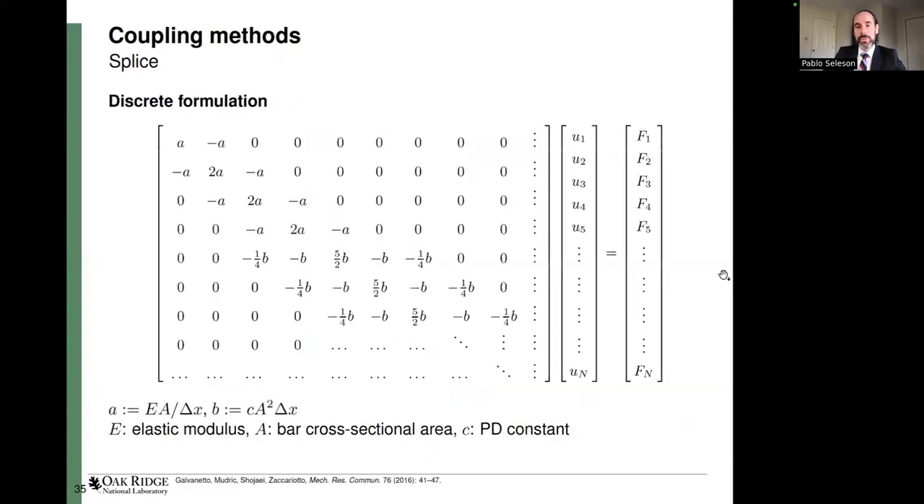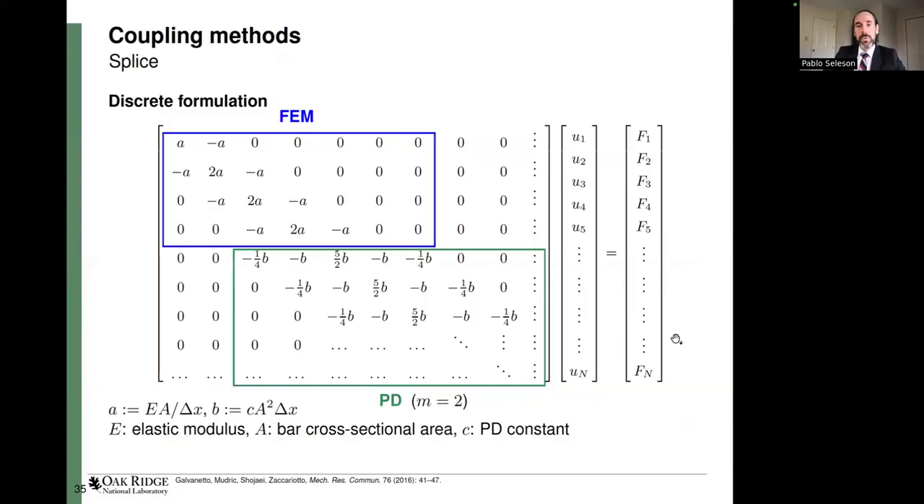Now, here is a discrete version in 1 dimension. We have the displacement vector, and then on the right side, we have the forces. We have the stiffness matrix here, where on the top we have the finite element description, which is tridiagonal. And immediately, because there is no transition, we jump to, in this case, a pentadiagonal system, because M is chosen to be 2. And we see that there is no transition in between.